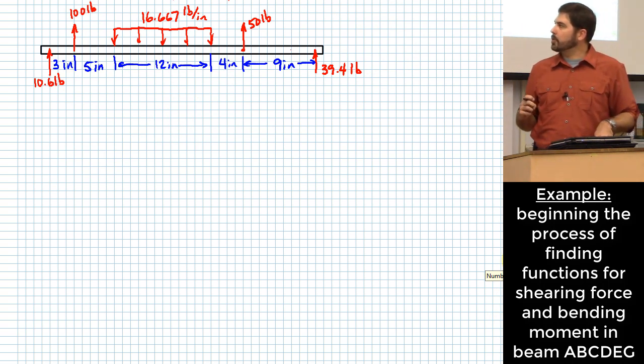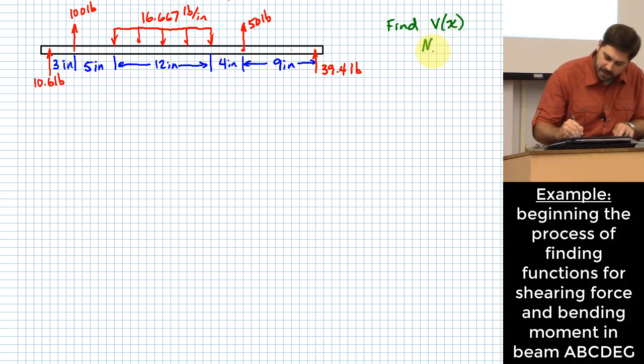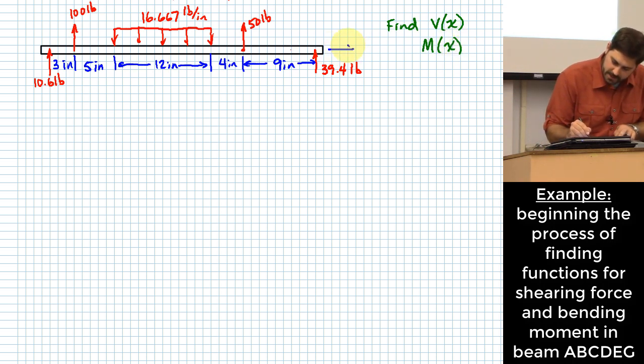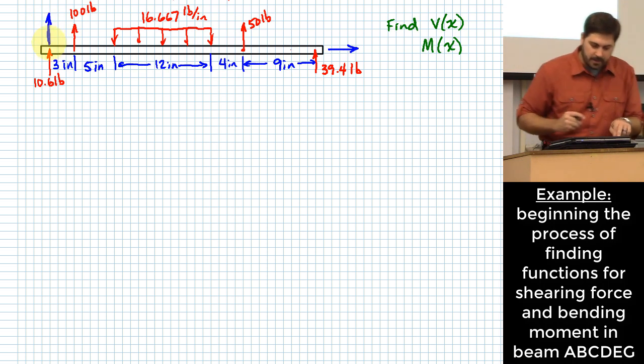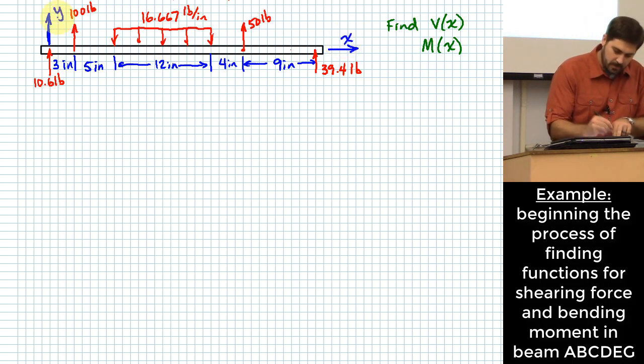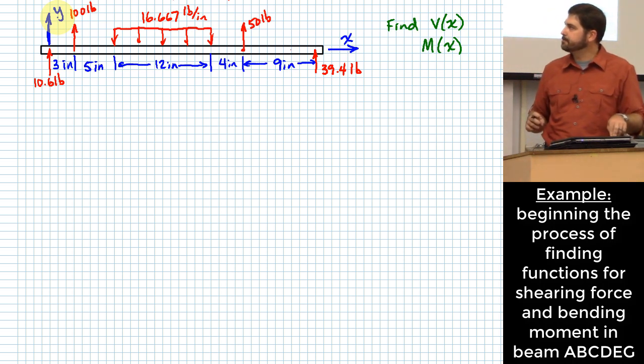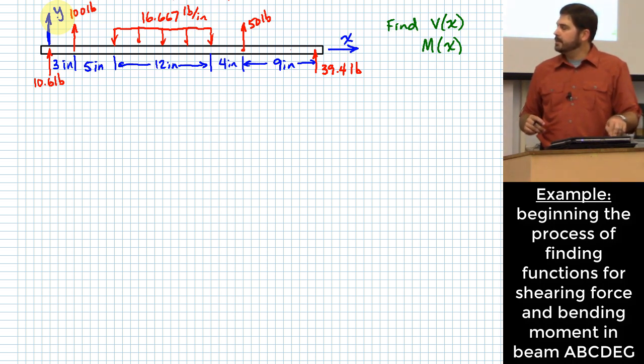All right, what we're trying to figure out here, keep in mind, we're supposed to find functions for V as a function of X, shearing force as a function of X, and bending moment as a function of X. What is X? X is defined as basically our location along the length of this beam, where 0 is coincident with the left support. So this is our X direction. And we're going to try to find these functions as functions of the location along X. Now where shall we start?